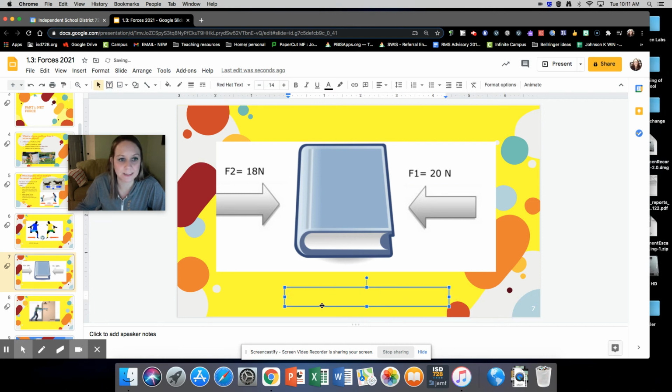So again, because they're moving in opposite directions, I find the difference. So I'm going to take 20 minus 18, and I get 2 newtons. So I know that it's going to move with a force of 2 newtons, and it's going to move to the left. It's going to move to the left because this force is greater than this force.